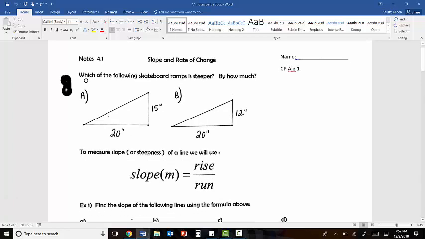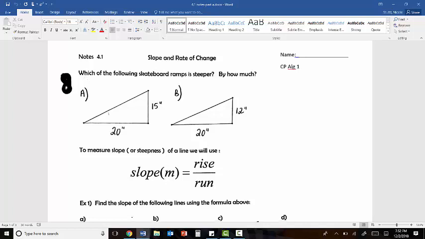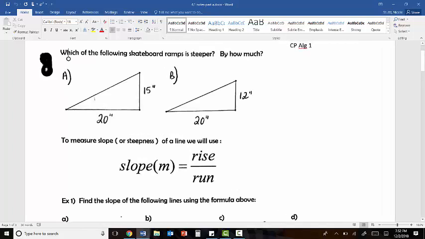We're mainly going to talk about slope. Some of this should be familiar from previous years. You probably have heard about some of this stuff, but we just like to refresh and make sure that it's up to date. So in the problem here, I kind of like to start off with this problem.